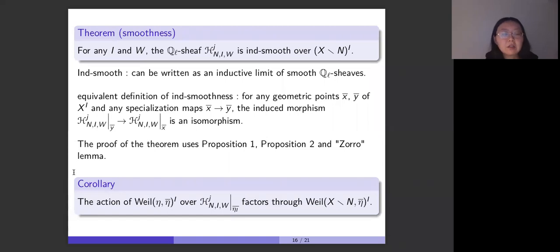And before going to the proof, an immediate corollary is that the action of the I copy of V group factorizes through the V group of X minus N.